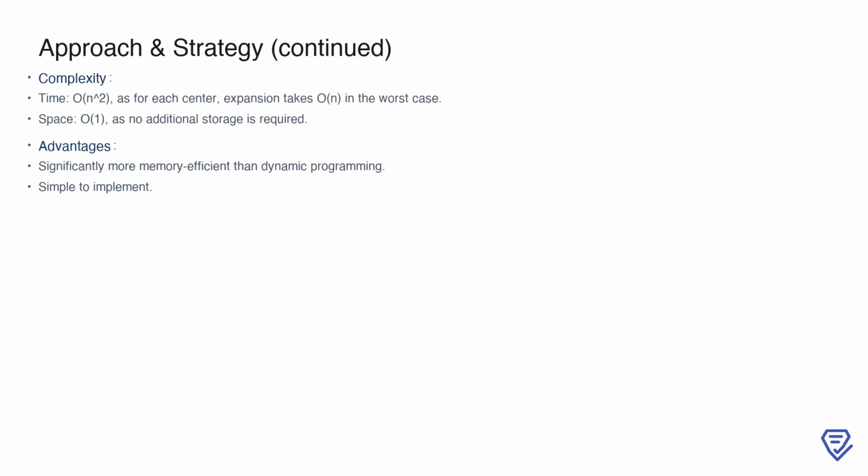The expand around center approach has a time complexity of O(n squared), as each center requires at most O(n) expansions in the worst case. However, its space complexity is O(1), as it does not require additional storage structures like the dynamic programming table. This makes it significantly more memory efficient.